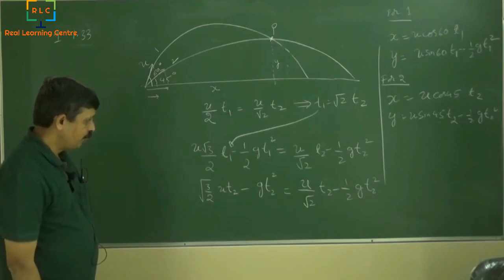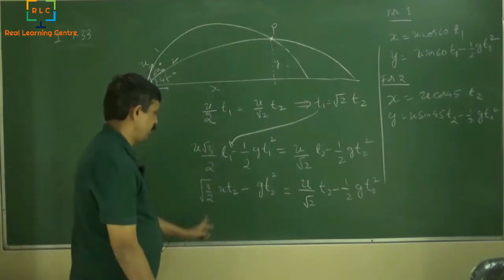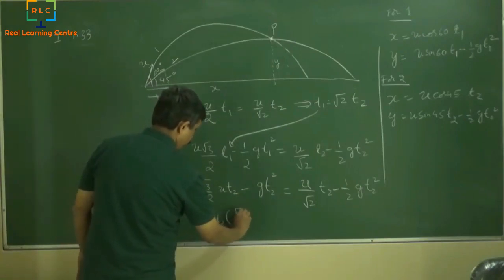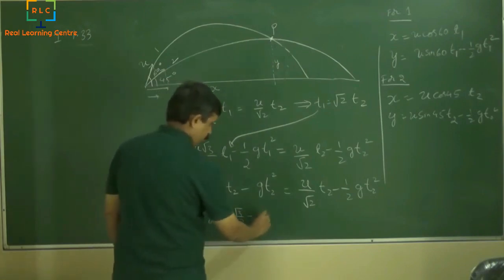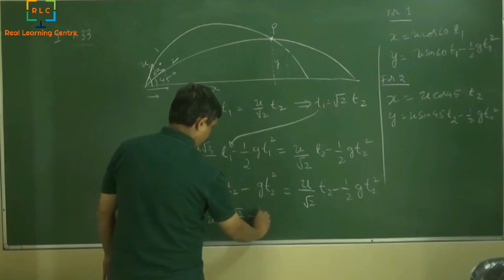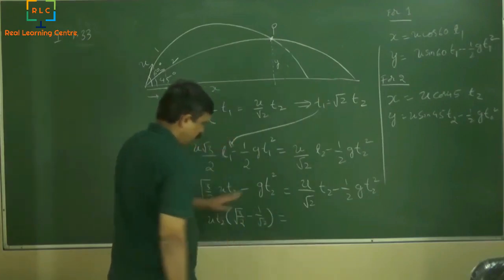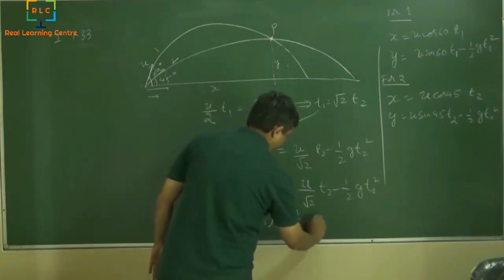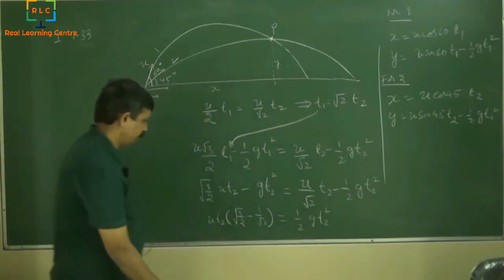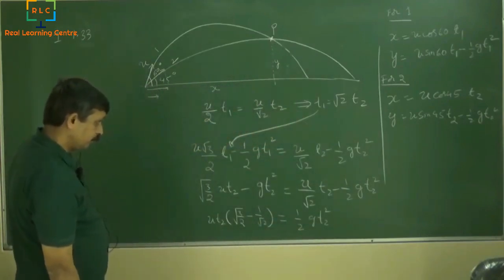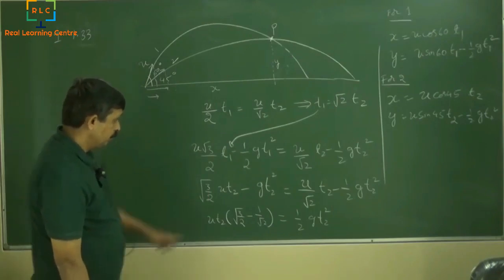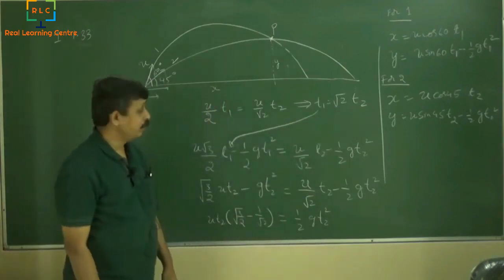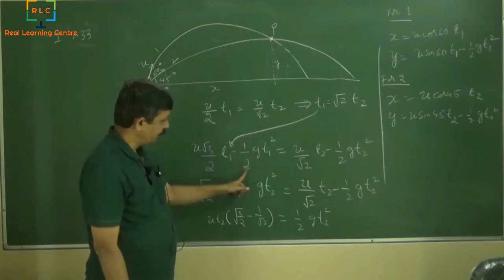So how do we do? I take that one this side. Now that will become u T2 into root 3 minus 1 by root 2 is equal to this g T2 square. This side, g T2 square minus this one is half g T2 square. This one is actually root 2 T2 whole square, which is nothing but 2 T2 square. That 2, this 2 gets cancelled.